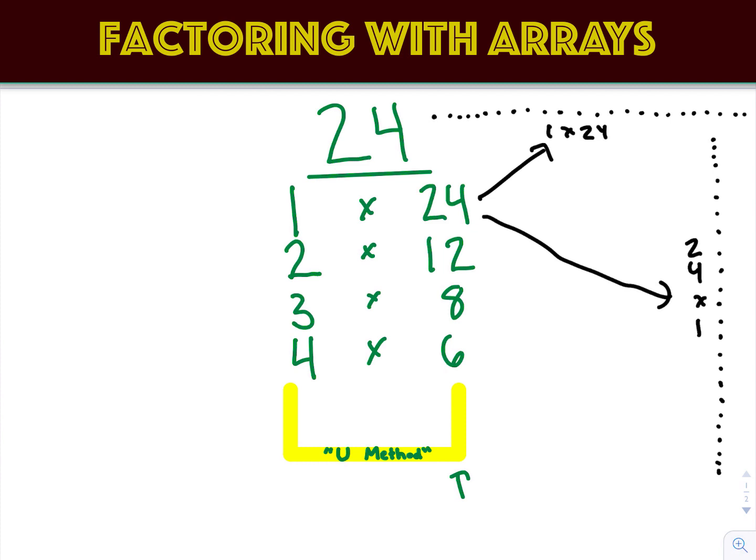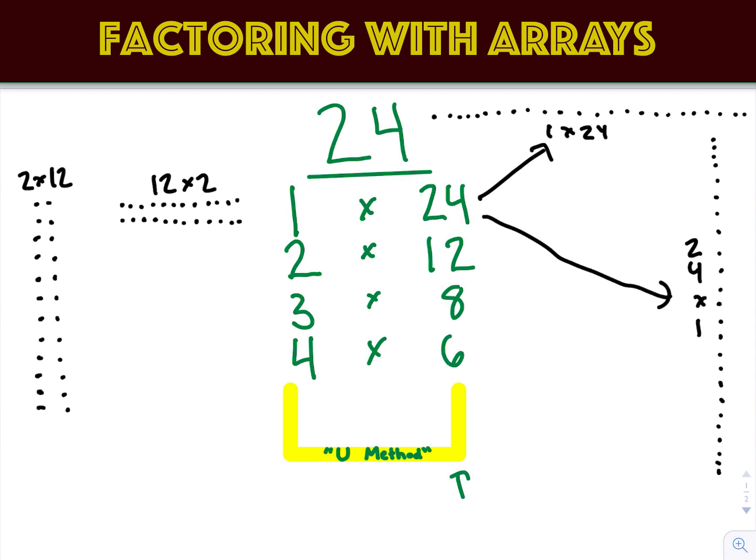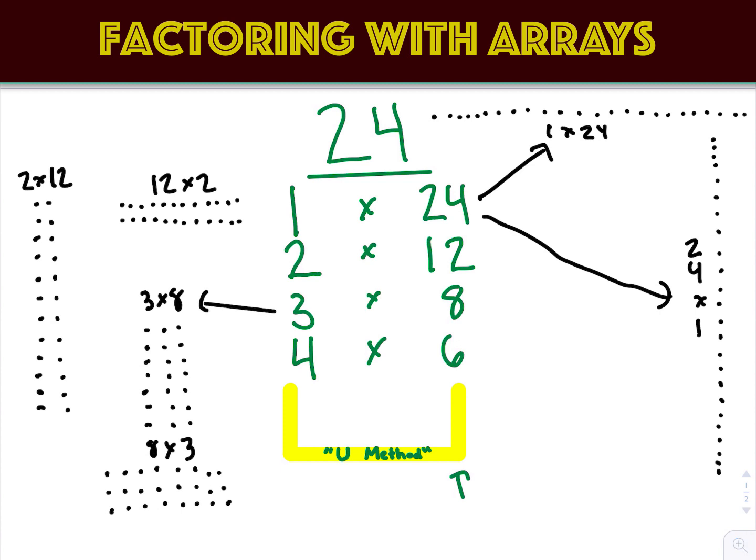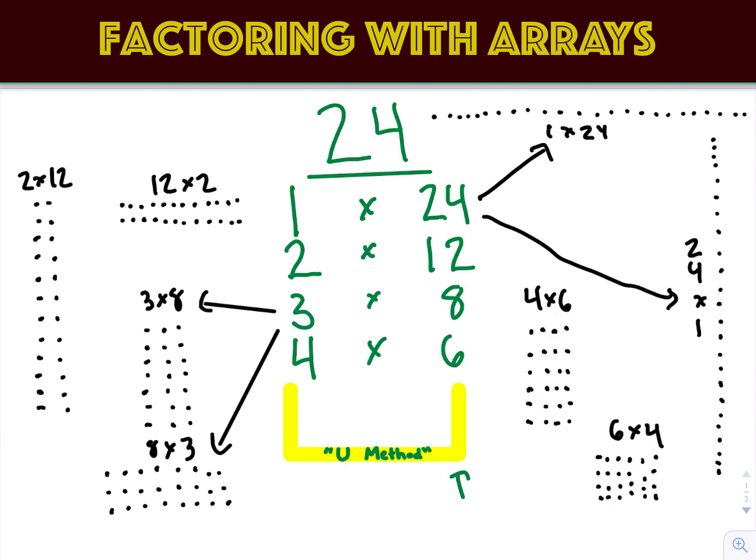So I should have now 2 rows with 12 dots and 12 rows with 2 dots. Just like so. 2 rows of 12 dots and 12 rows of 2 dots. Next, I'm going to have 3 rows of 8 dots and 8 rows of 3 dots. Just like so. Finally, I'm going to have 2 more arrays. One with 4 rows of 6 dots and one with 6 rows of 4 dots. And there we go, 4 rows of 6 dots and 6 rows of 4 dots. And these are all my arrays that I have for the number 24.